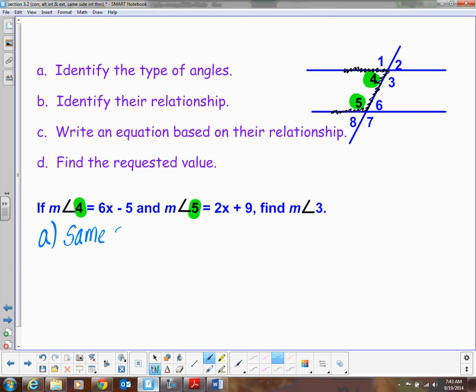Same side interior. They're on the same side of the transversal. They're in between. So the justification for same side is if lines are parallel. Okay, how do we finish it, Sydney?